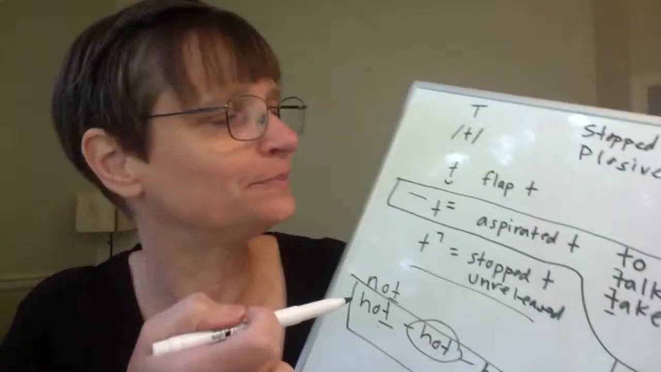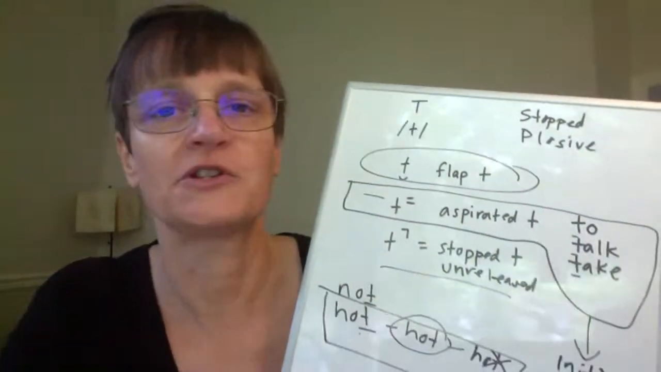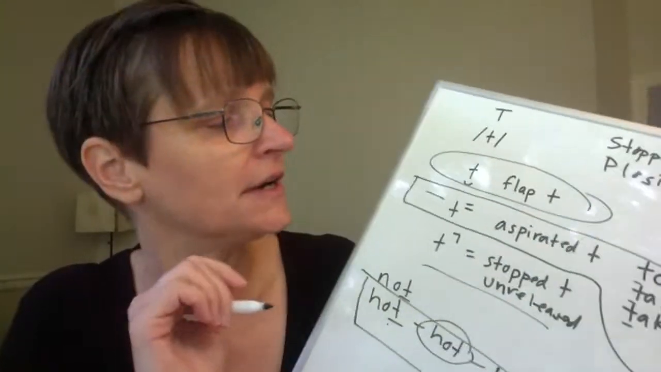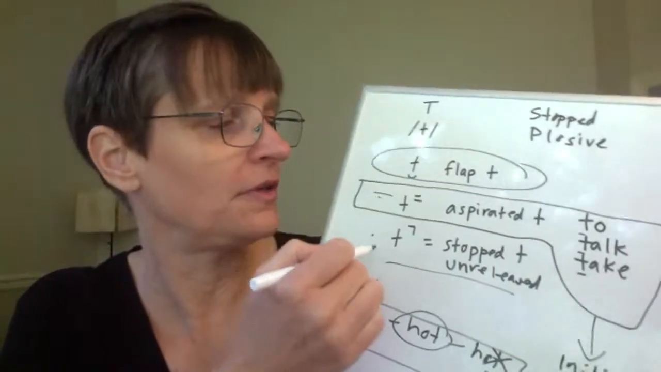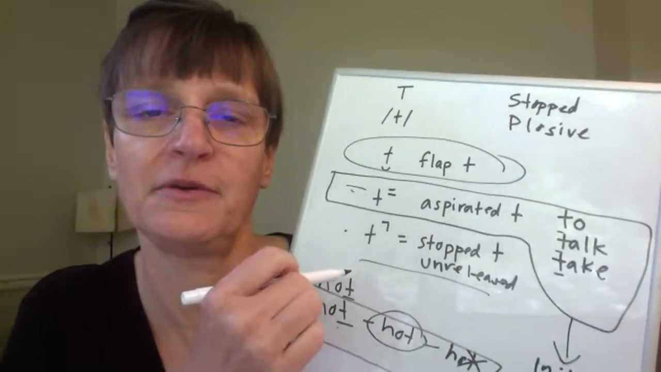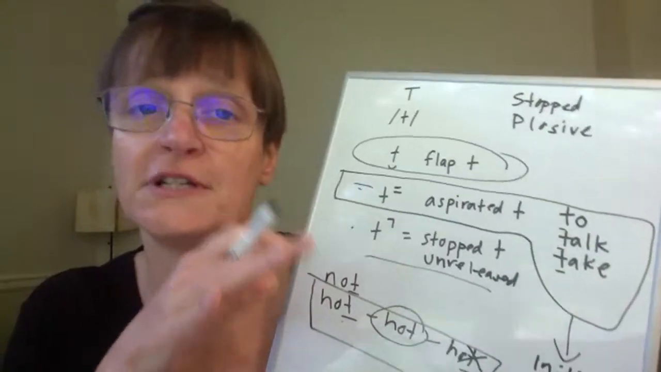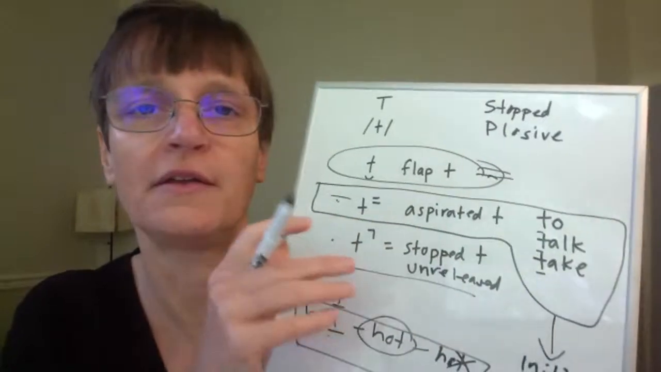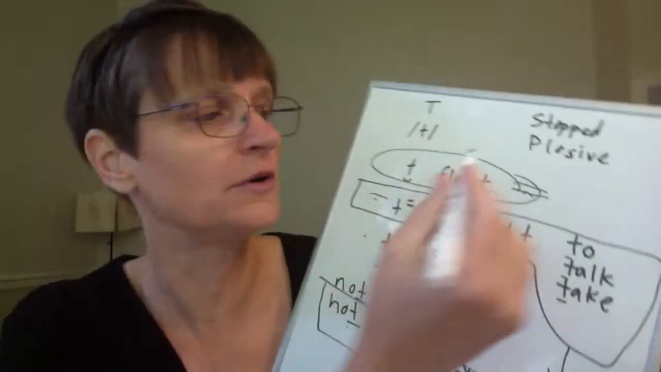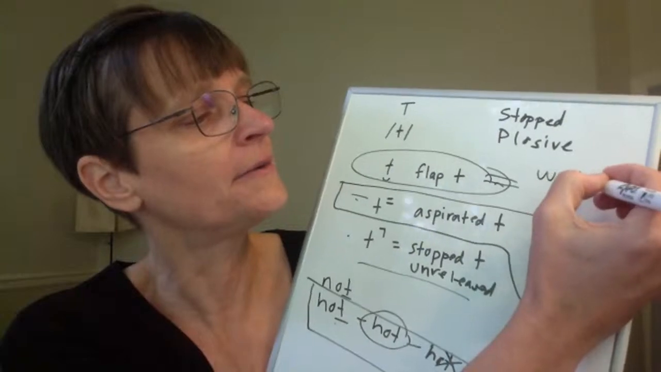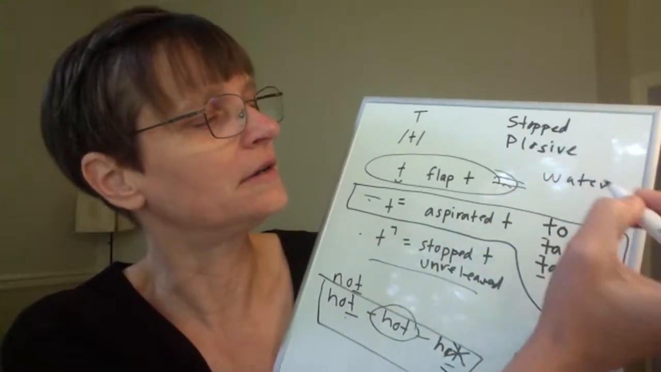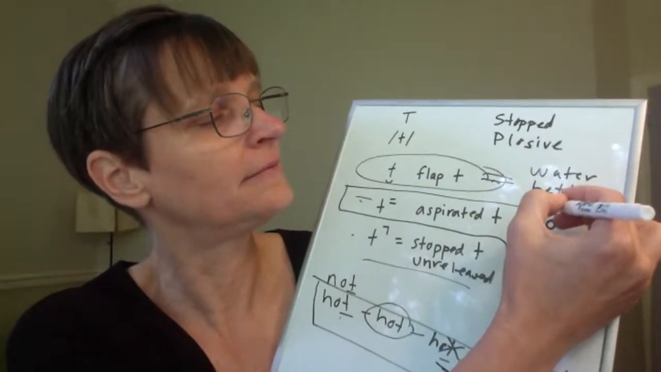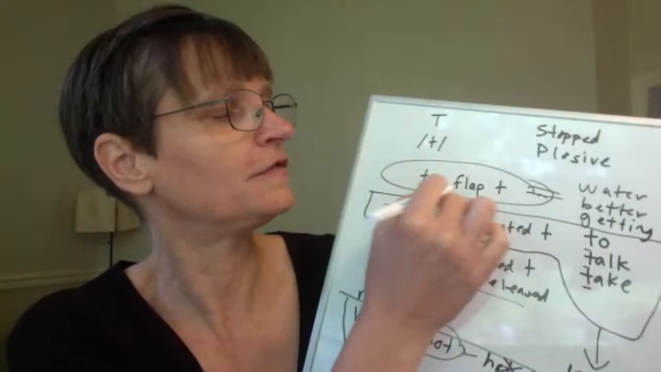Lastly, let's look at what's called the flap T, and this usually happens in the middle of words. We also do use both the aspirated T and the stop T in the middle of words. So the rules for a T in the middle of the words are very complicated, but most of the time when the T is between two vowel sounds in the middle of words, like in water, or in better, or getting, we use this flap T.